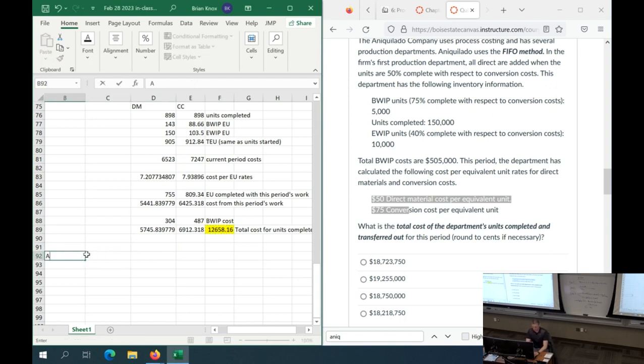All right, so this is the Aniquilalo company, total cost units completed. Okay, we have our 2 rates. Looking for total cost, so we're going to keep our 2 rates here at the top, and I'm actually going to label these columns. We're looking for total cost, and so I'm going to be interested in the information about both types of cost. All right, so we have our units completed, 150,000.